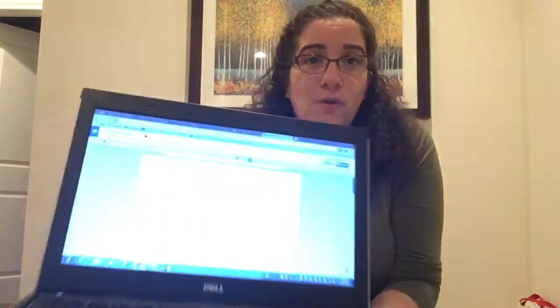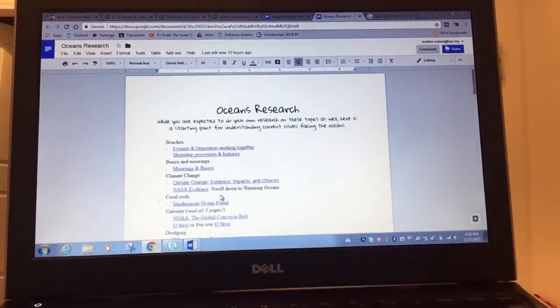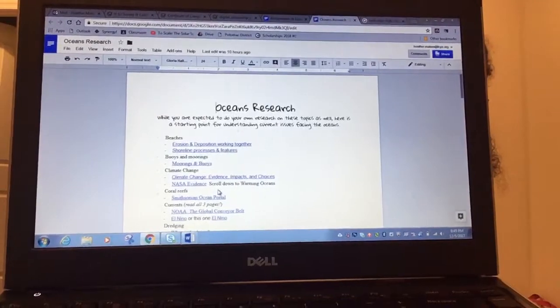So let's take a look together at that oceans research page. This might be a little awkward, looking at the computer through the computer. What we're going to be looking at here is the oceans research page. You can see that there are links for all of those topics. This is 3 pages long, and in those 3 pages, you're going to find almost all of the baseline places for you to start. And then you can research beyond that as much as you like.